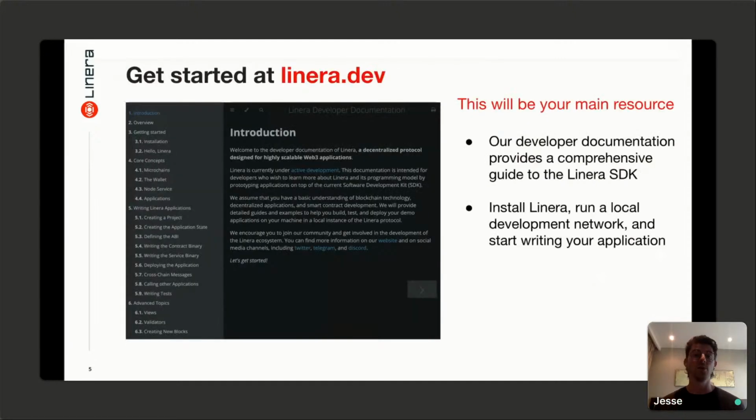The main resource that you'll be using for your submission is the developer documentation at linera.dev. This includes a comprehensive guide to the Linera SDK, and it'll get you started with installing Linera, running a local development network, and writing your first application. It's also going to give you some background on advanced concepts like how the Linera blockchain works. And if you want to dive even deeper, you're welcome to read the Linera white paper on our website as well.